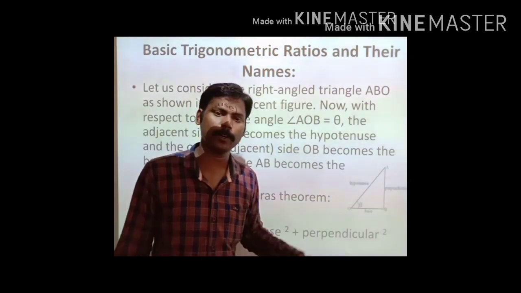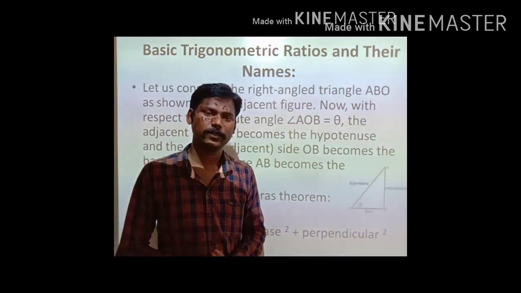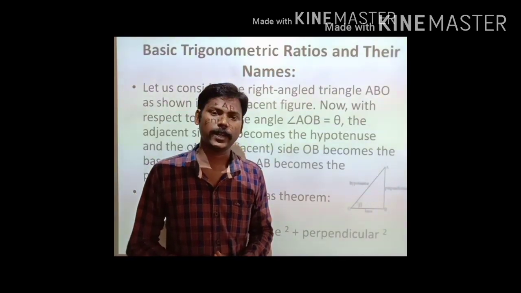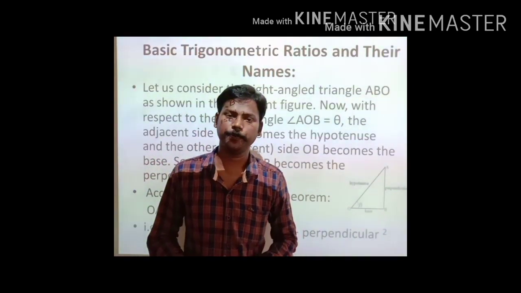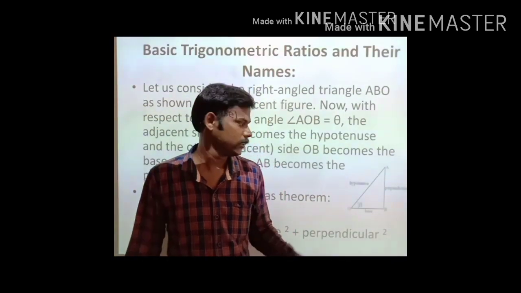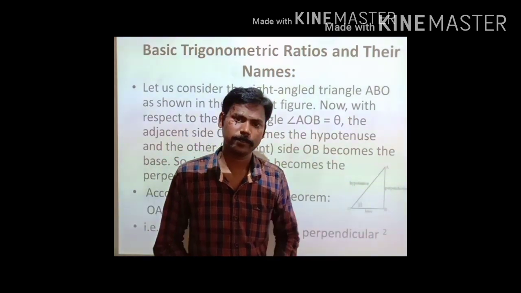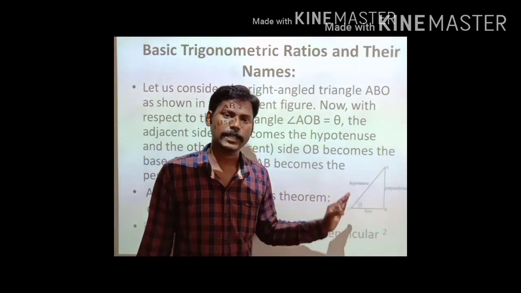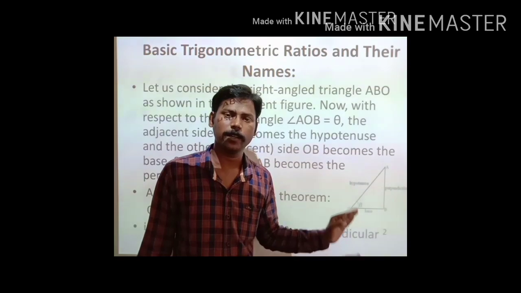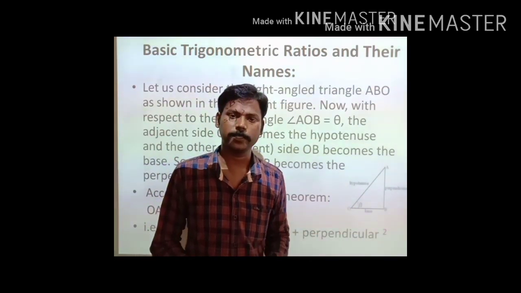So I think everyone knows about the Pythagoras theorem. Okay, what is the Pythagoras theorem? In a right angle triangle, the square of the longest side is equal to the sum of the squares of the remaining two sides. This is called the Pythagoras theorem.